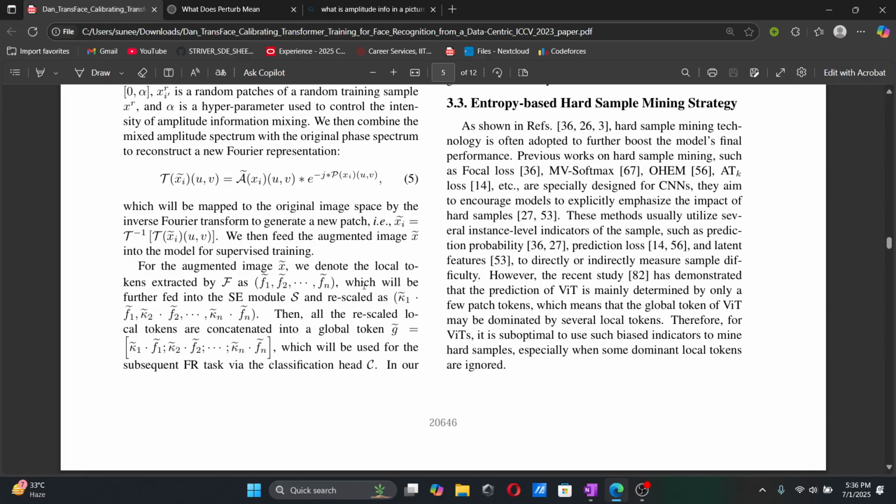For the augmented image, we denote the local tokens extracted by F as, which will be further added into SA module S and rescale. Then all the rescaled local tokens are concatenated into a global token, which is used for subsequent tasks like face classification. I don't understand.